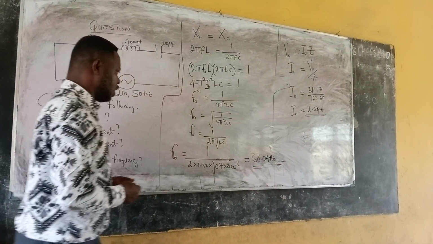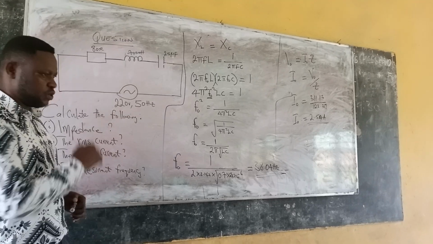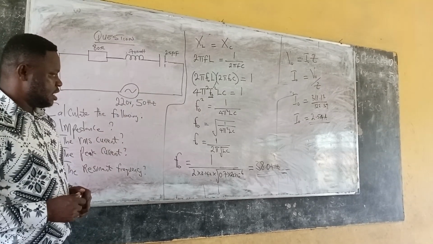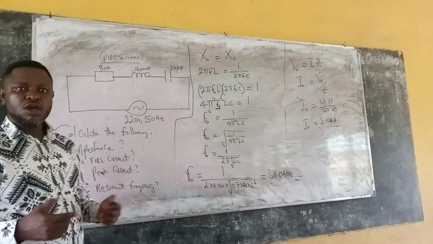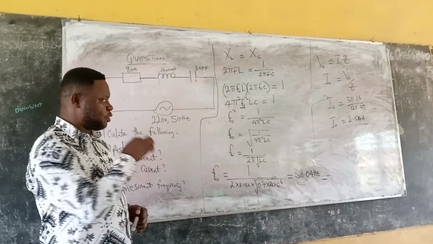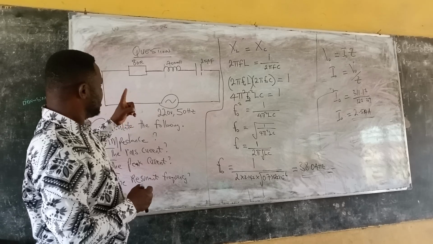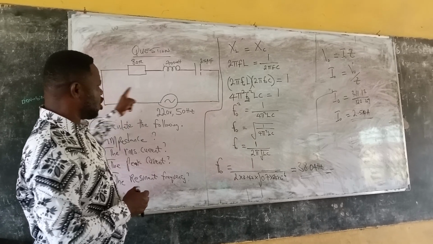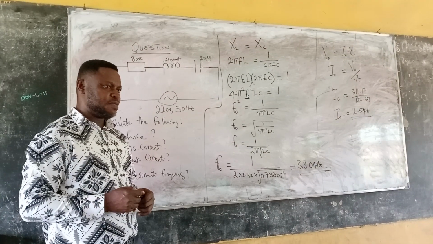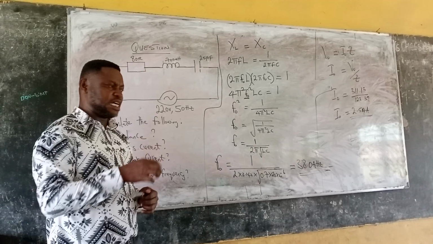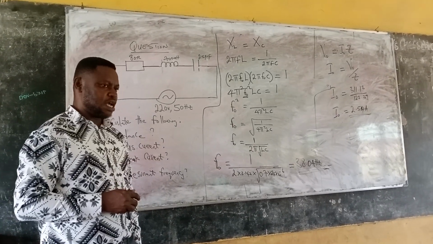Alright, so that question has been solved. Feel free to go through it again. And when next we return, we solve another problem, but this time in parallel. We are going to be solving a similar problem, but with the components arranged in parallel. That's where we are going to have admittance, susceptance, and then conductance.